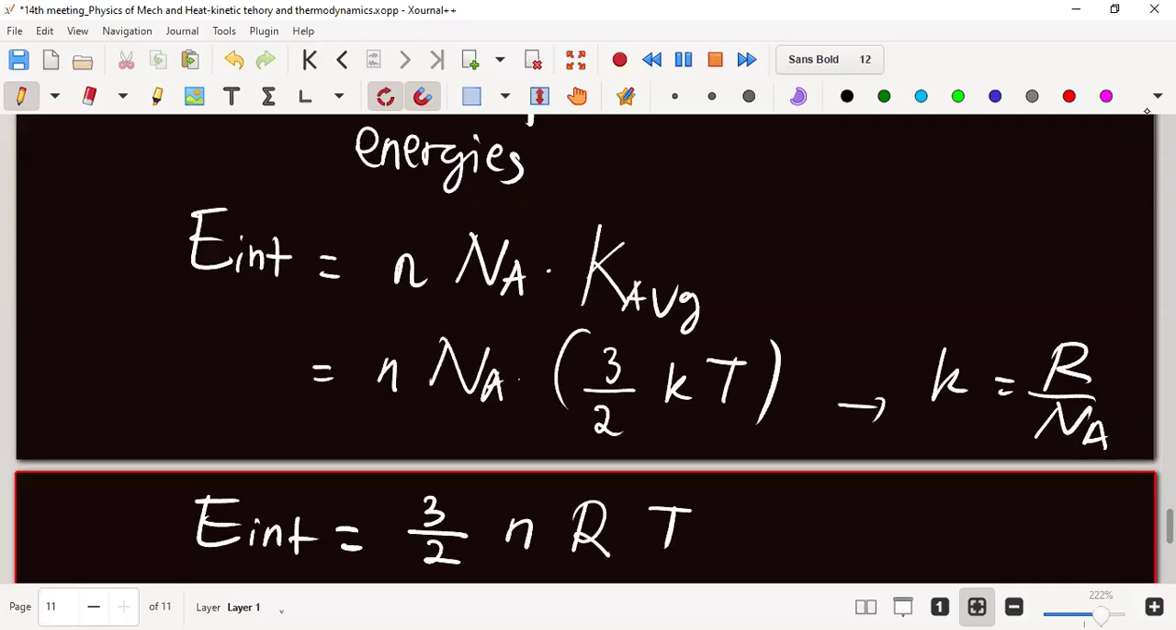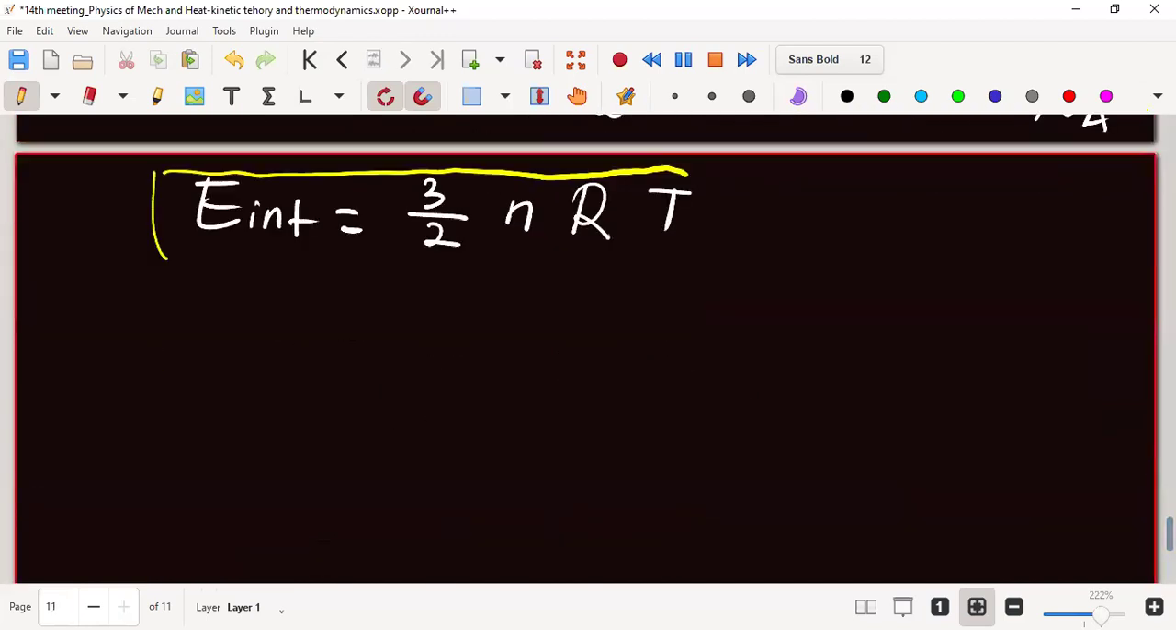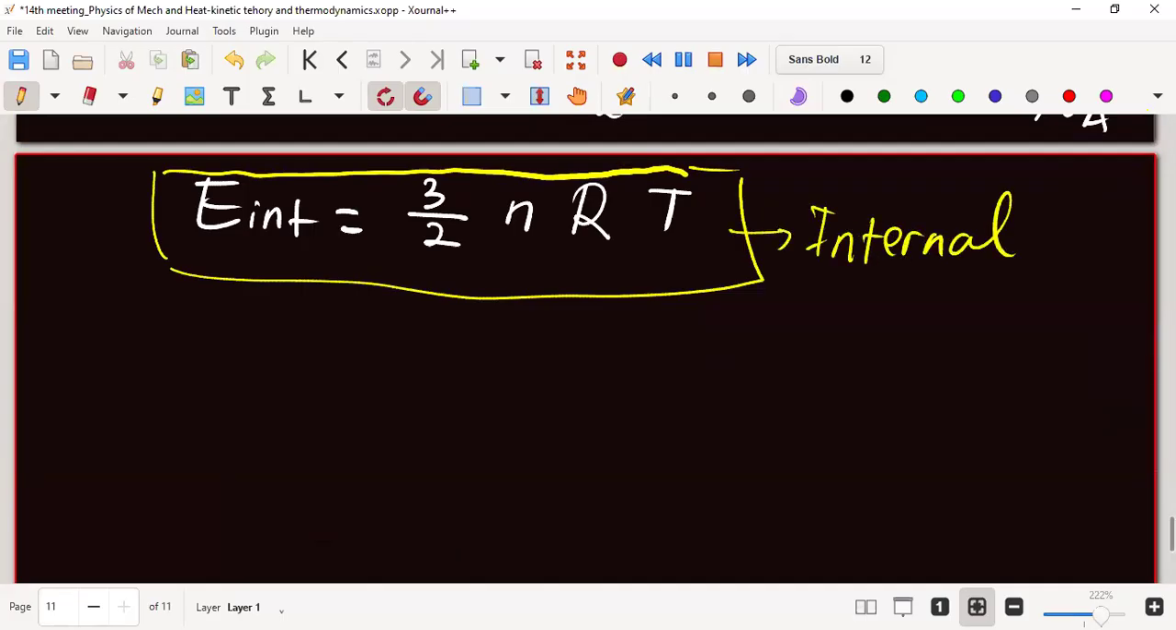This one is the internal energy of monoatomic ideal gas.